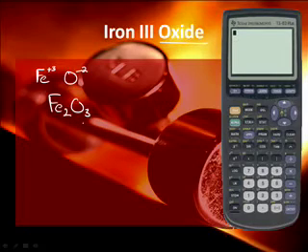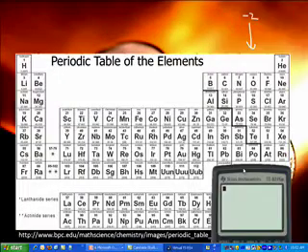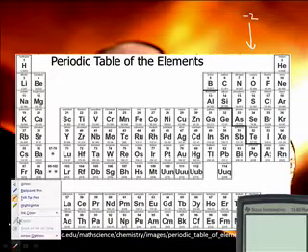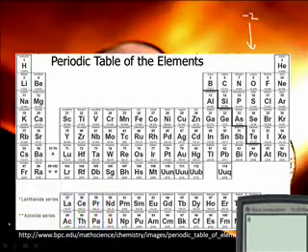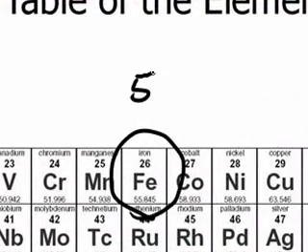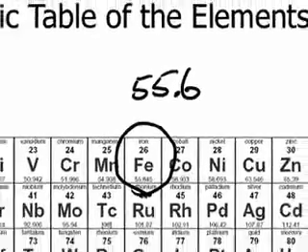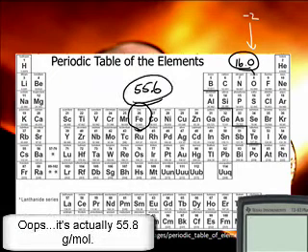So to find the molar mass, what we need to do is use the periodic table and look up the atomic weights of each substance. So we have 2 elements, iron and oxygen. Let's take a look at iron and oxygen. Iron is right here, and its atomic weight is 55.6, isn't it? I can't see it. I'm too far away. And oxygen is 16.0, right? Yep. So iron weighs 55.6, and oxygen weighs 16.